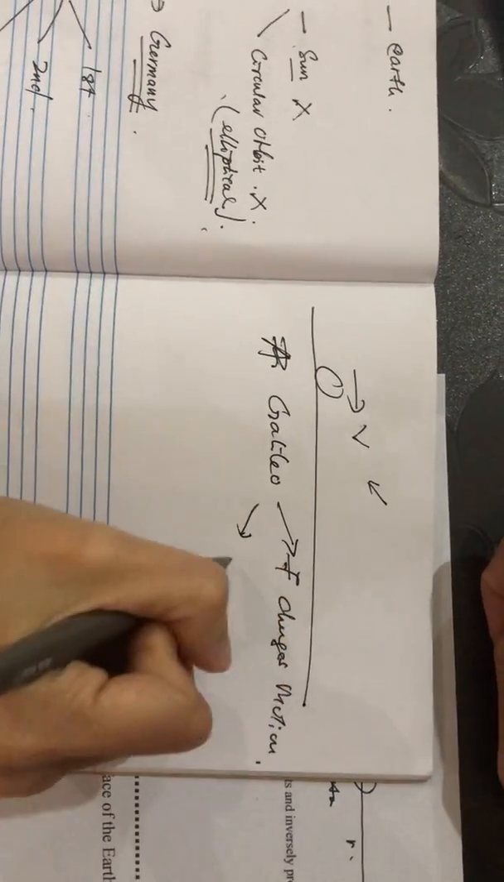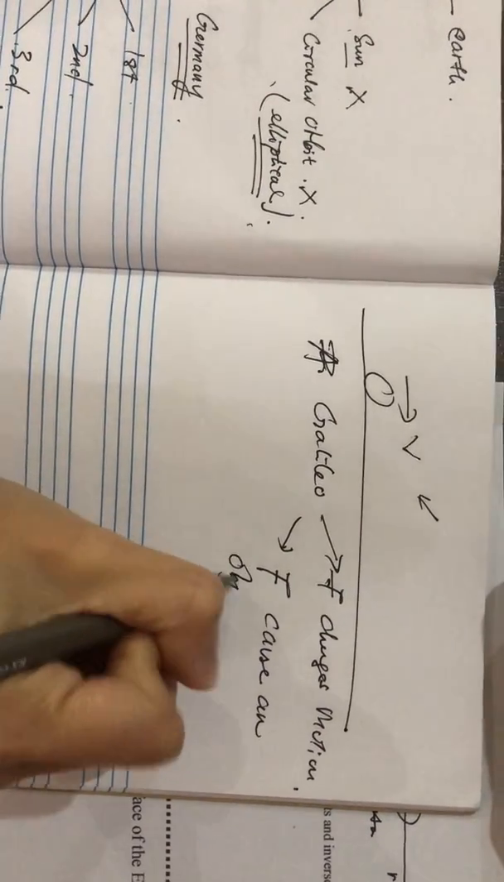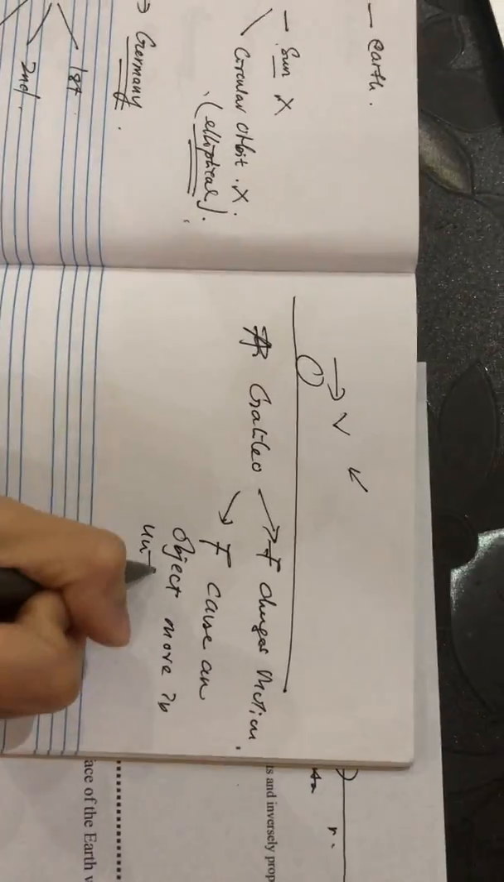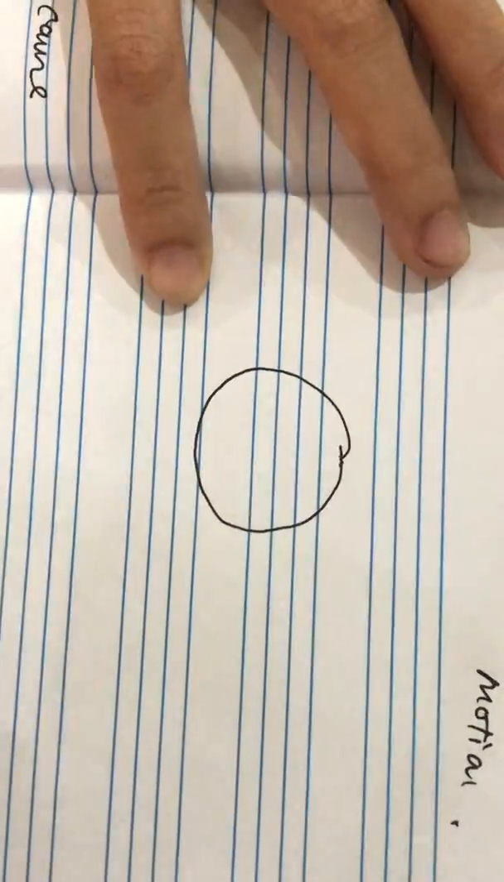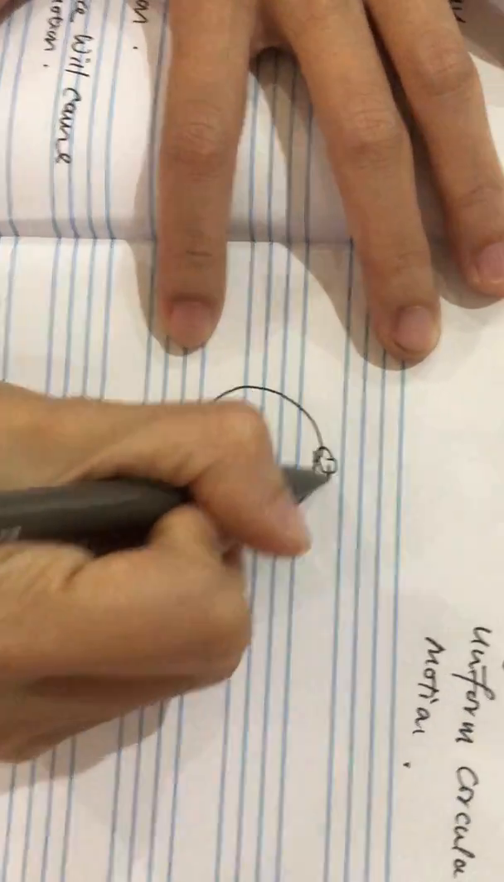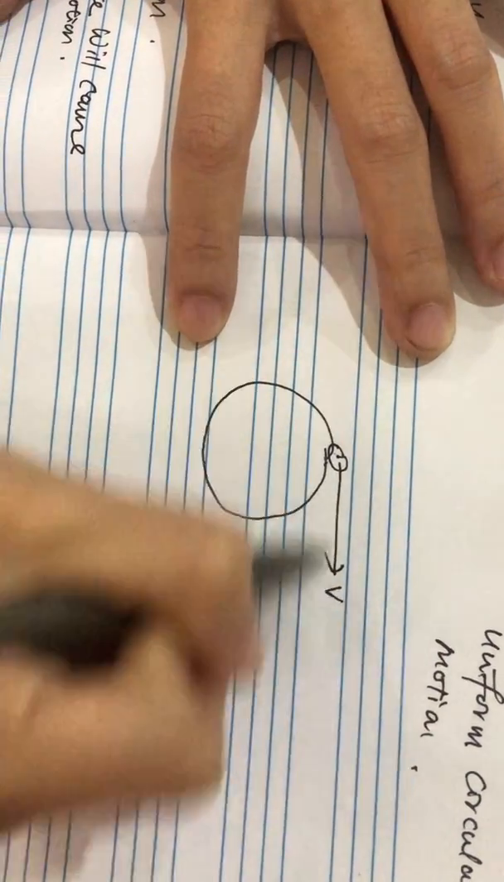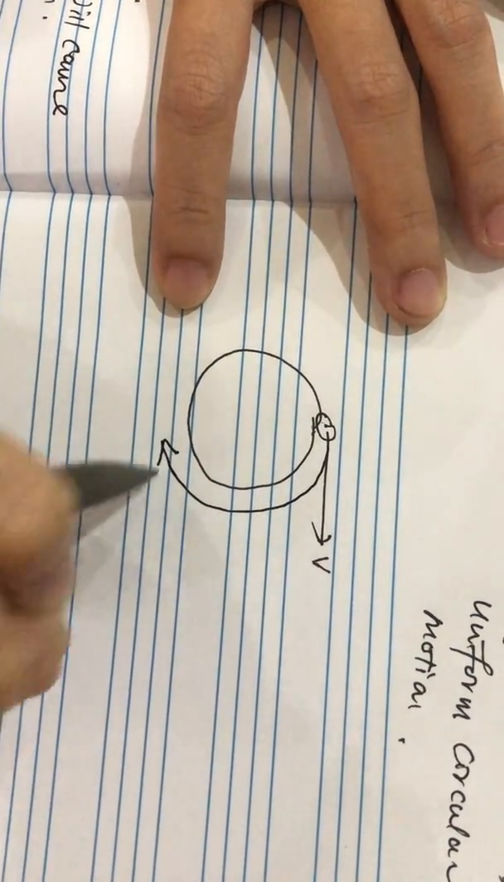Another thing is that force will cause an object to move in uniform circular motion. So let's say this is Earth, and let's say I push a ball here. The ball will not move in only this direction with constant velocity. The ball is supposed to move back in a circular motion. This is the idea from Galileo Galilei.